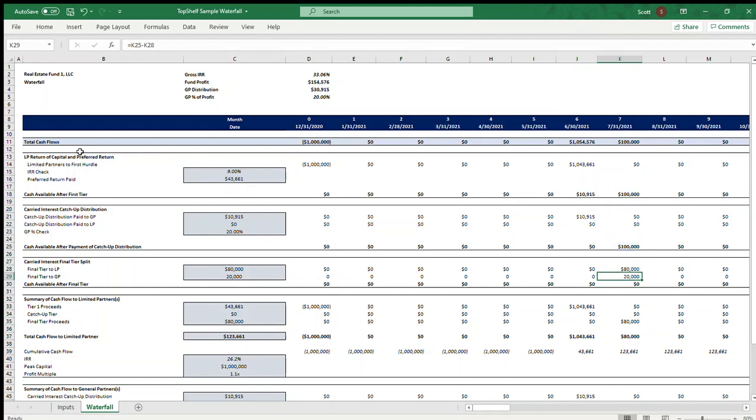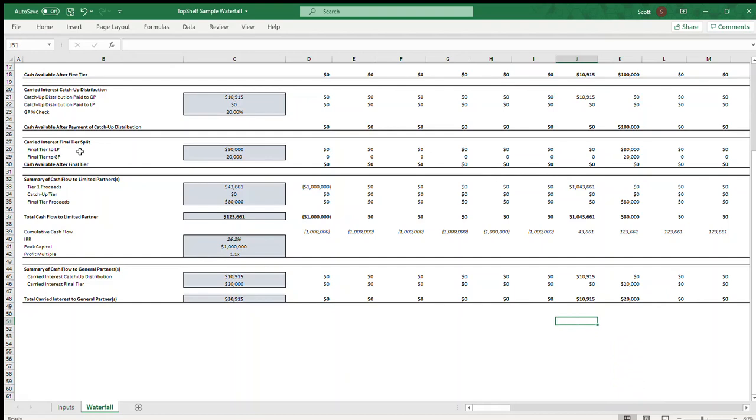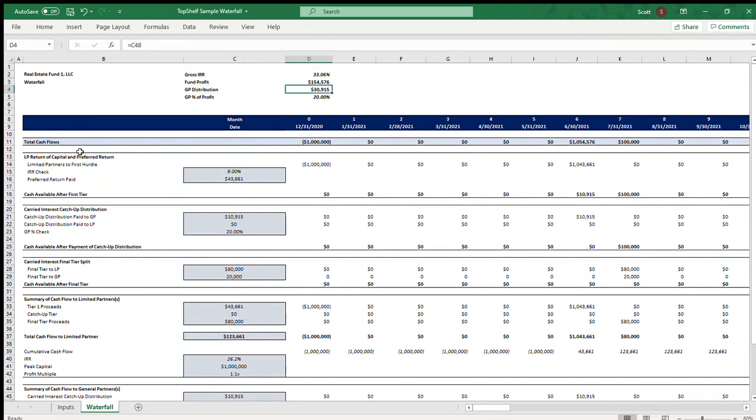So for clawback purposes, we consider this final tier and this catch-up tier to be the carried interest for the general partner. So right now, there's two places we can look at this on this model and see how much they've received: down here at the bottom, it just sums up all of their proceeds, which is currently $30,915. You can also see that up top, where we also have a check to take the total fund profit and the GP distribution and make sure that they're getting 20%, which they are. So right now, this waterfall is calculating properly. Everybody is getting what they are owed. There's no need for a clawback at this time.